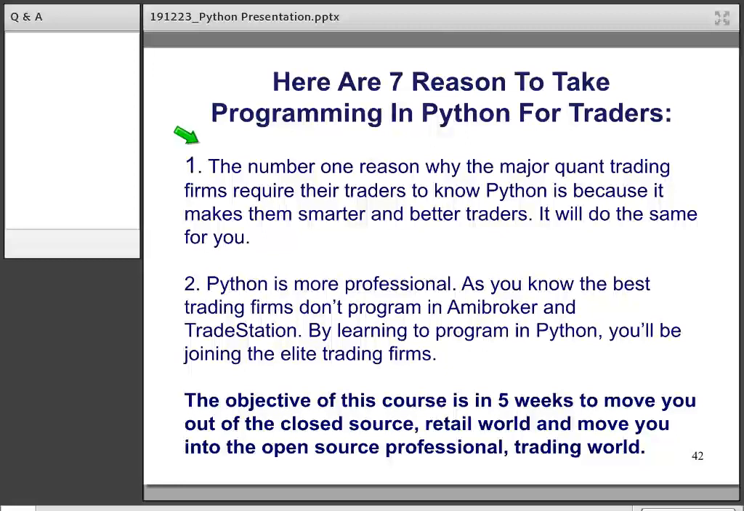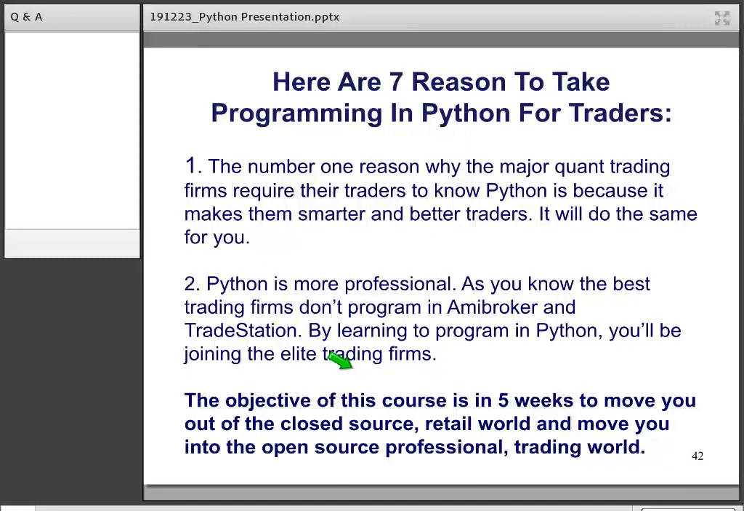Number 1 reason why the major quant trading firms require the traders to know Python, it's because it makes them smarter and better traders, and it will do the same for you. Number 2, Python is more professional. Again, taking nothing away from TradeStation and AmiBroker. These are retail platforms, okay? Python is a professional platform. The best trading firms, they don't program in AmiBroker. They don't program in TradeStation. They program in Python. By learning to program in Python, you'll be able to be joining the elite trading firms.